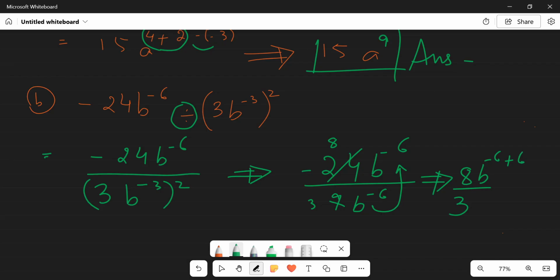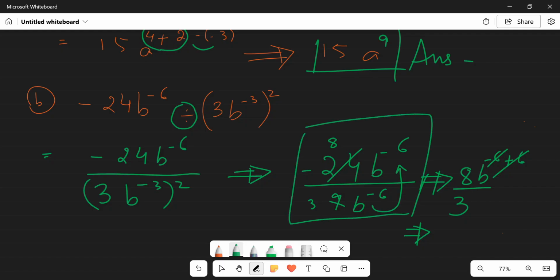You can solve it here also because similar terms will be cancelled. When minus 6 goes up in the numerator, it converts into positive, and we know that minus 6 and plus 6 both will be cancelled. So what is your final answer? This whole exponent is going to be 0, so b to the power 0 gives you 1.